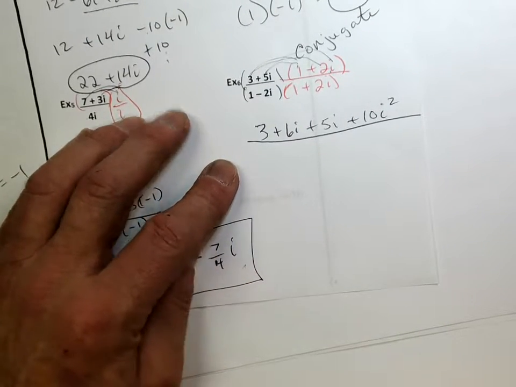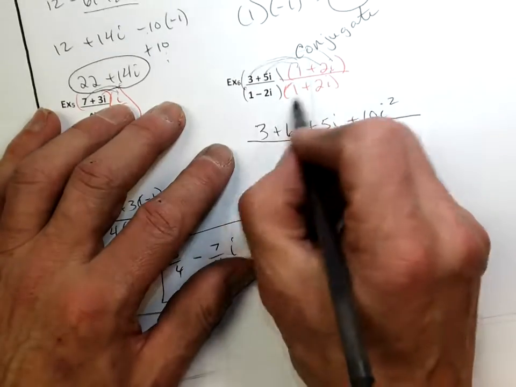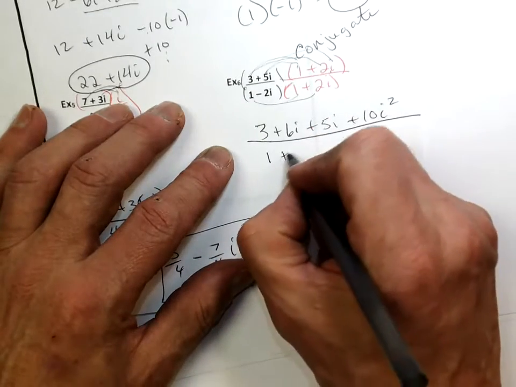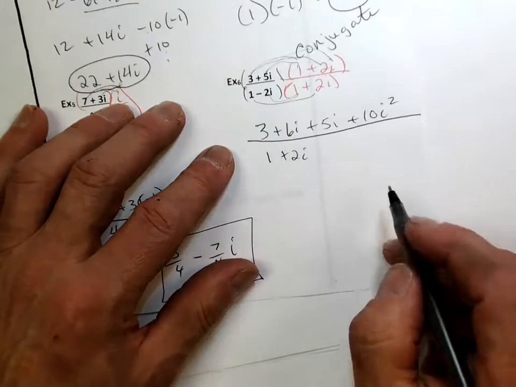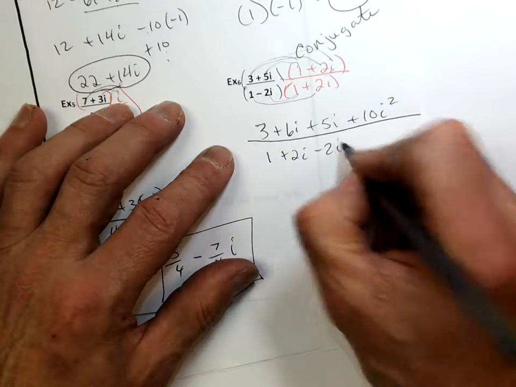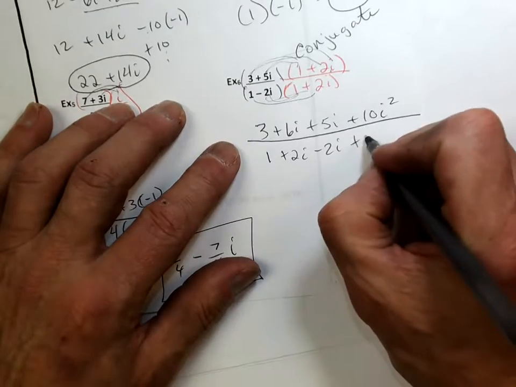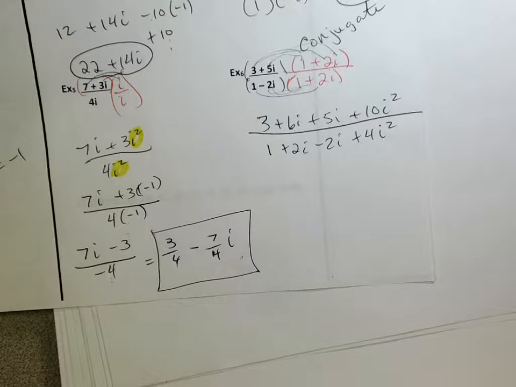Now I'm going to do the same thing with the bottom. I'm going to go ahead and FOIL the denominator. 1 times 1, that's easy. That's 1. 1 times 2i is a positive 2i. Negative 2i times 1 is a negative 2i. And negative 2i times positive 2i is a positive 4i squared. Okay, I'll step back and let you see what I've done. So I FOILed the top.